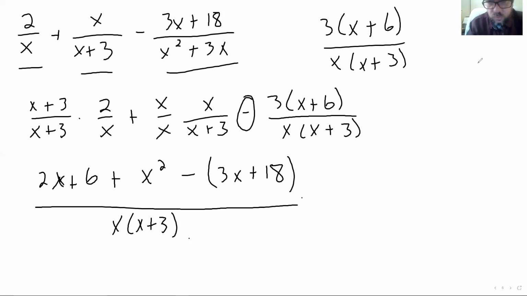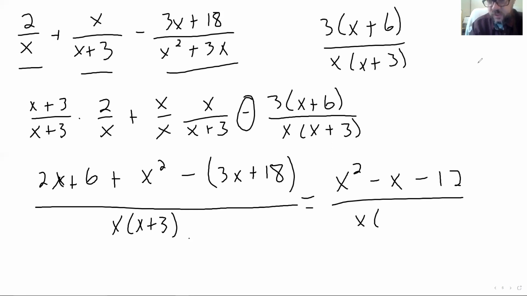All right, so when I simplify this, I'm going to get x squared. Then my x terms, I got a plus 2x and a minus 3x is minus x. And then for my constant terms, I got a plus 6 and a minus 18, which is minus 12. Over x times x plus 3.